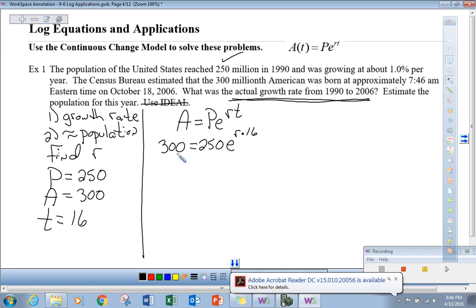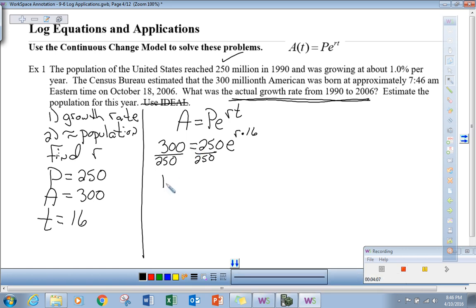So to solve this, I'm going to divide both sides by 250. You'll find that you can skip over some numbers. 300 million, 250 million. Well, once we divide, 6 of those zeros are going to cancel off anyway. So right now I'm at 1.2 equals e to the, I'm going to write this a little cleaner, 16r. We would like to find this growth rate exactly and as a decimal. So I'm going to take the natural log of both sides to get rid of that e. So I got natural log of 1.2 is equal to 16r.